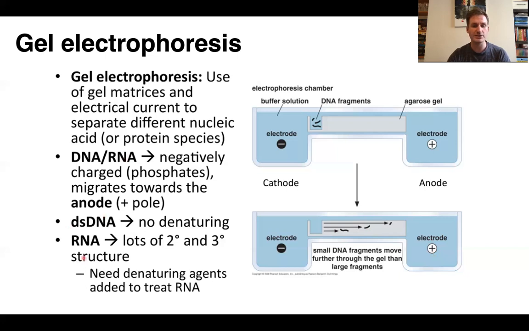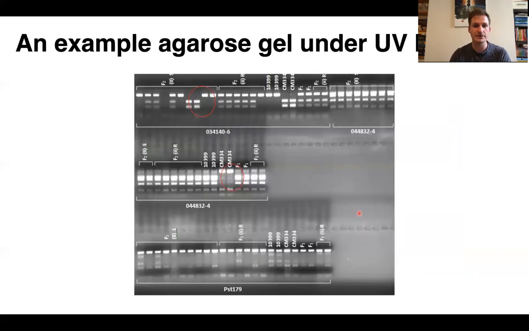If RNA is added to this sort of matrix, you can infer how much structure it has, like how much folding, based on this migration patterning. If you add denaturing agents, so agents that break down hydrogen bonds, you can then infer the size. In general, this is based on size, and that infers how large your DNA fragment is. So here is a real-life example.